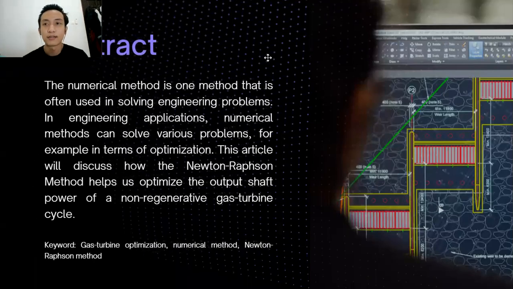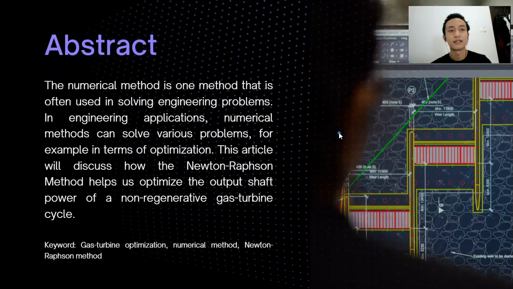So, the abstract of my study is that, as we know, the numerical method is one of the methods often used in solving engineering problems. In engineering applications, numerical methods can solve various problems, for example, in terms of optimization. This article will discuss how the Newton-Raphson method helps us optimize the output shaft power of a non-regenerative gas turbine cycle. The keywords in this study are gas turbine optimization, numerical method, and Newton-Raphson method.